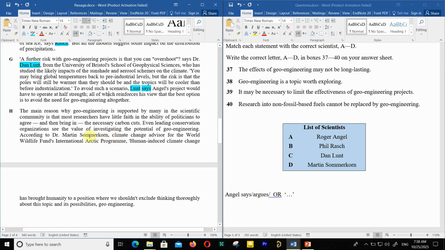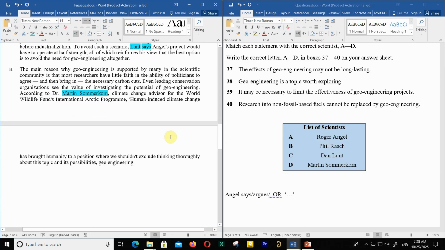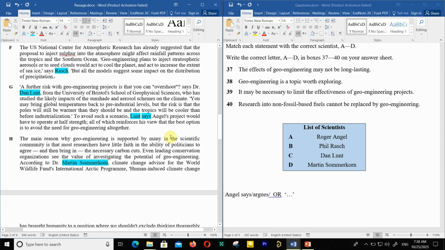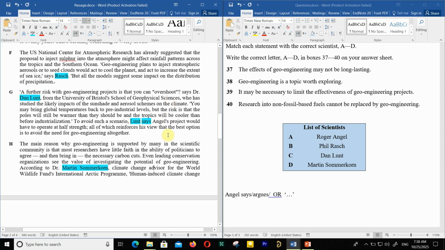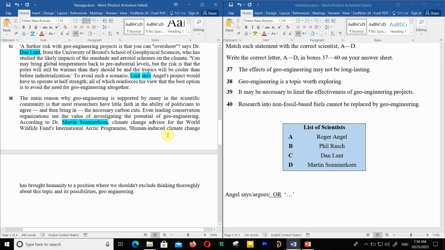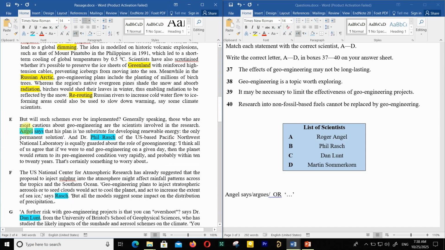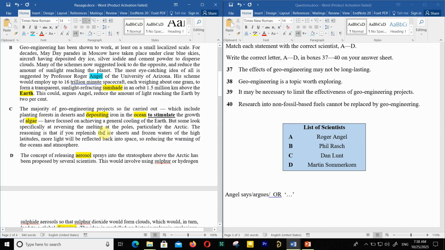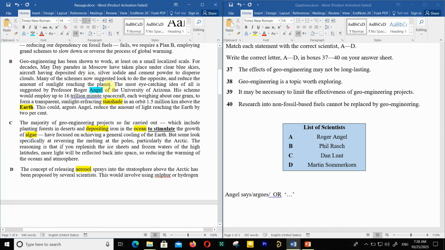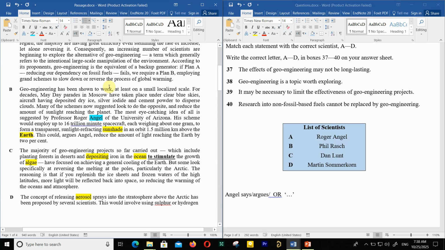And here in the last paragraph, Martin Sommerkorn. This is the last name. We have Angel in here and Angel in there. So maybe start with these ones.